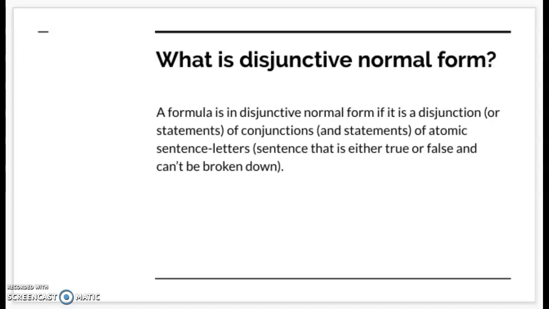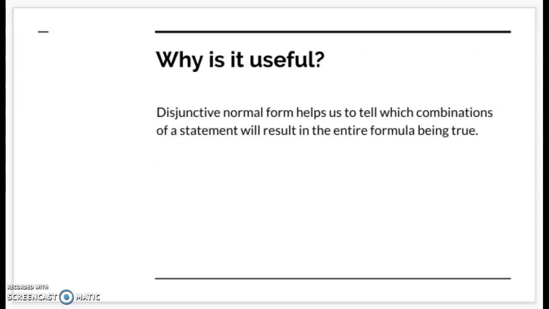So what exactly is disjunctive normal form? DNF is a formula of disjunctions, which are or statements, of conjunctions, which are and statements. And they're in their simplest form, so they are atomic sentence letters. The disjunctions, the or statements, are used to break up the conjunctions, the and statements, and kind of leave us in that simplest form. It is useful. The DNF form helps us to understand which combinations of a statement will result in the entire formula being true, because it's already broken it down and it already shows what those statements are.